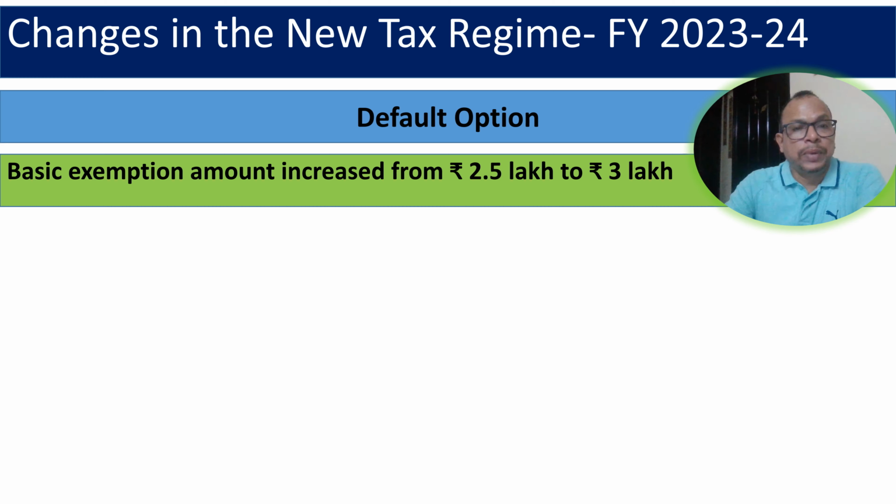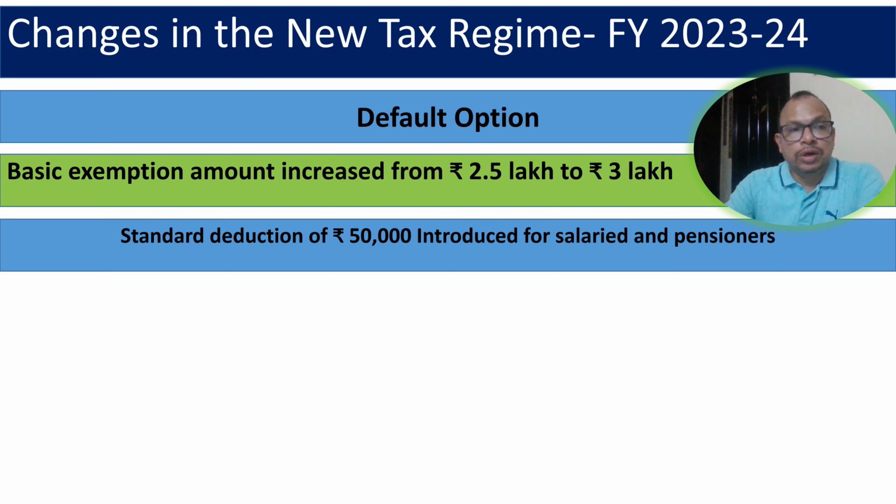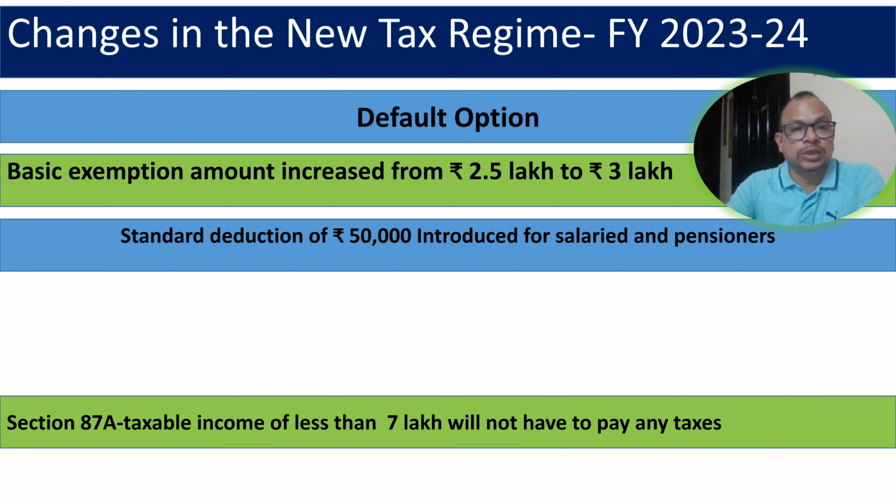And the basic exemption limit is increased from 2.5 lakhs to 3 lakhs. Here there is also an introduction of standard deduction: for the first time in the new tax regime, a standard deduction of 50,000 has been introduced for salaried persons and pensioners.